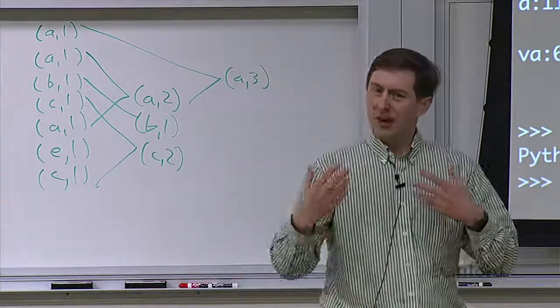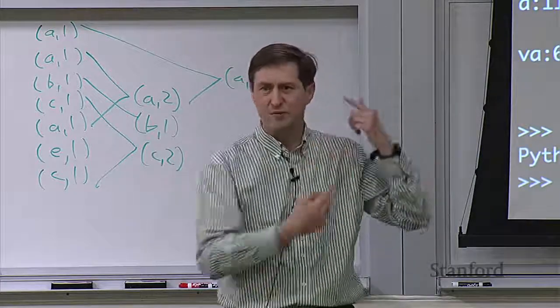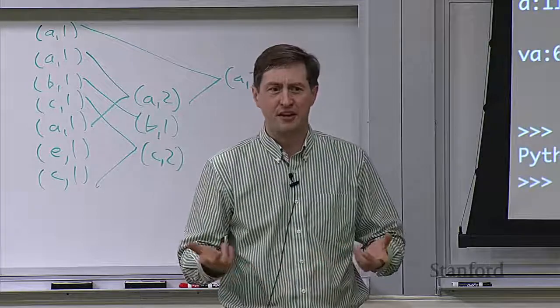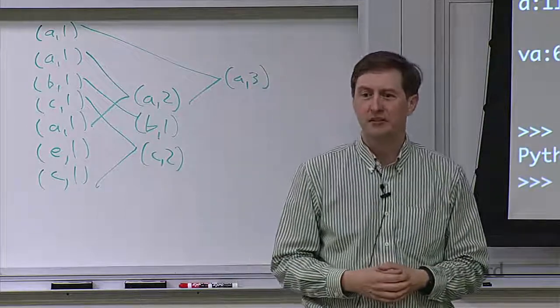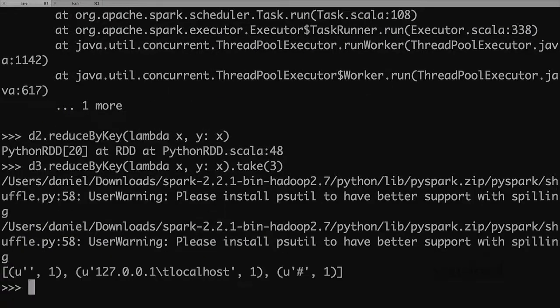So Python is simpler. It's quicker. It's fast. It's easy. But you end up reading stack traces to try and figure out things that a type checker would have caught. Okay, so what did I call my new one? I called it D3. So if I were to do that same operation on this one, and if I were to remember to do the take at the end of it, it's a really useless operation, but it works because I now have a pairwise RDD.